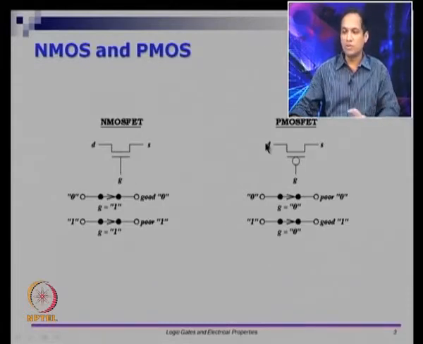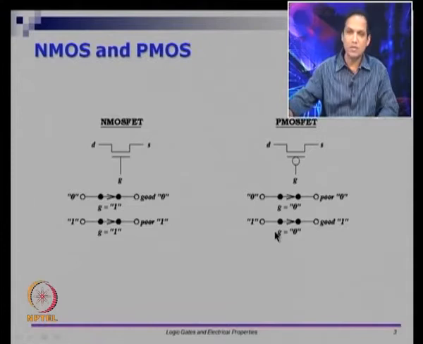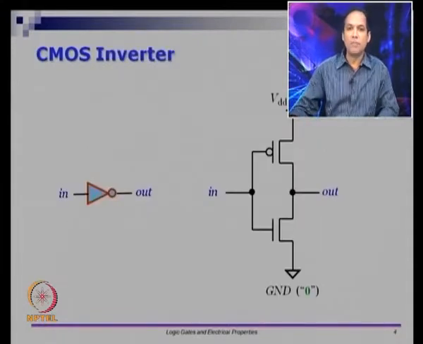Both NMOS and PMOS devices are different in what gate voltage is applied for them to close the path and act as a conducting device, and they also differ in which voltage level they conduct better. So, NMOS device conducts 1 better and PMOS device conducts 0 better. With this in mind, let us go and look at a basic inverter.